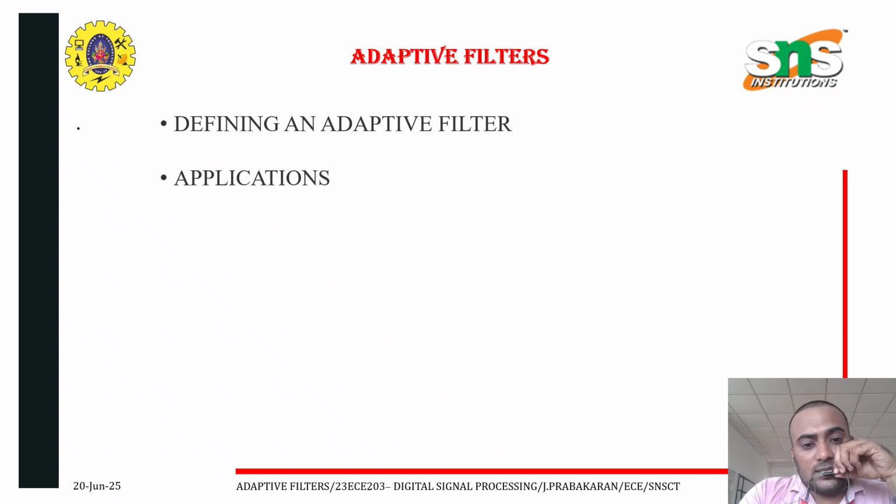Some of the common applications of adaptive filter are noise cancellation, that is in ECG signals, audio and communications. Second is echo cancellation. Third is channel equalization, system identification, and another one is prediction and modeling. These are some of the applications of the adaptive filter.